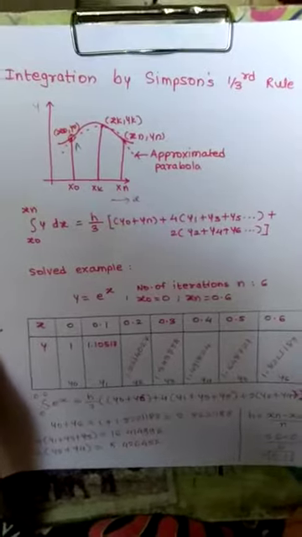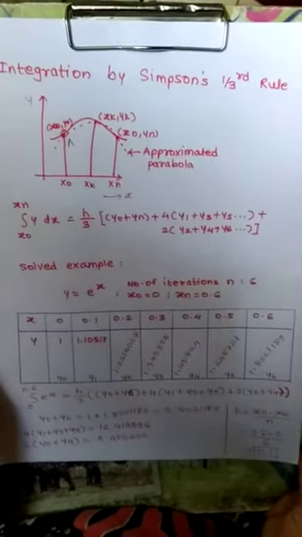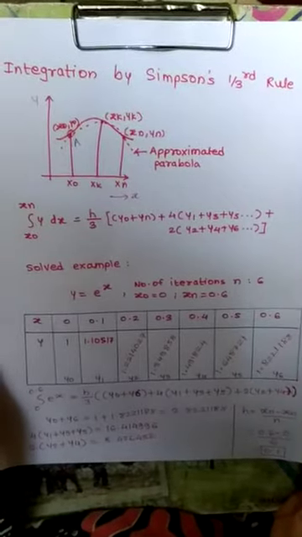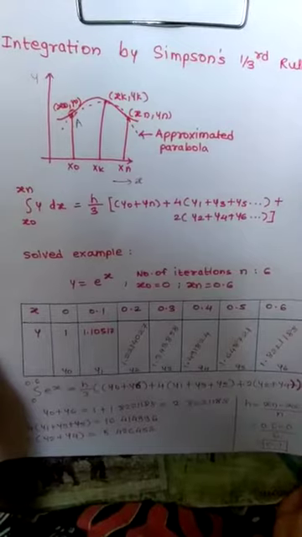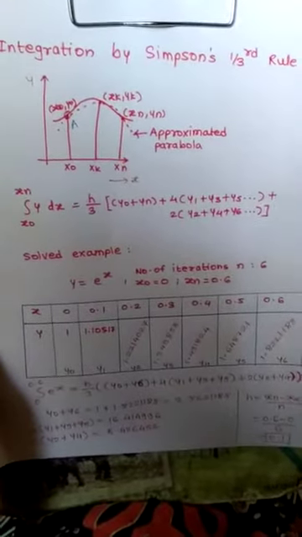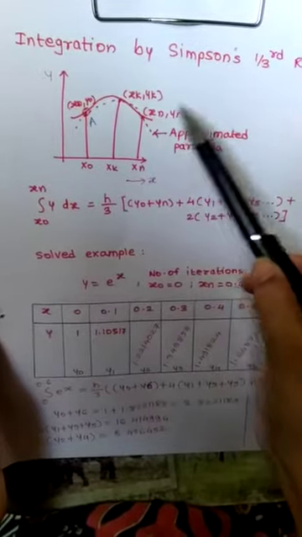Hello students, today we are going to take our next practical, which is integration by Simpson's one-third rule. This is practical number 7. So let us see how to solve a numerical with the help of Simpson's one-third rule. This is plotted graphically. This is a function which we are interested to integrate.